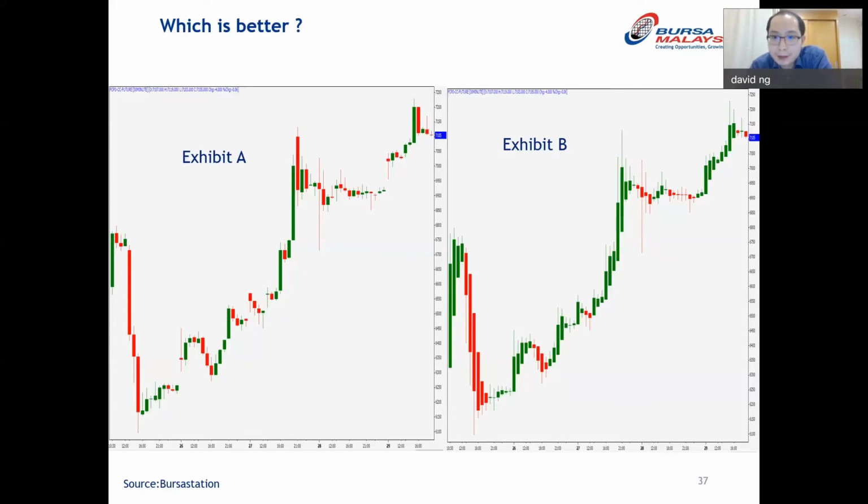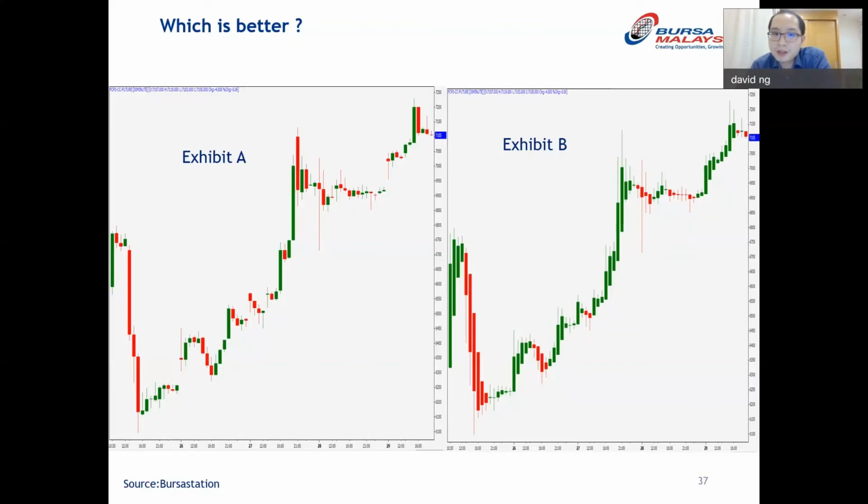Yeah, I see some responses coming in. Many of you have said that generally exhibit B shows you a better trend. Now, exhibit A is what we call Japanese candlesticks, your normal Japanese candlesticks. Exhibit B is what we call Heiken Ashi candles. Heiken Ashi candles are a derivation of Japanese candlesticks. Basically, it's using the middle price of the Japanese candlesticks.